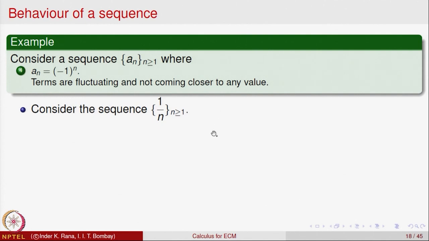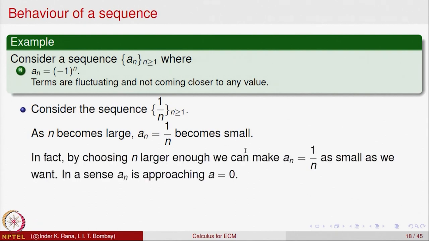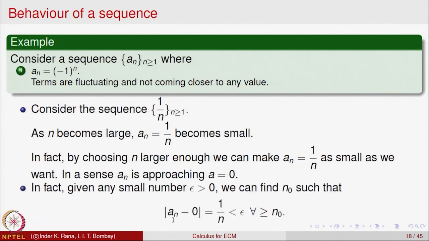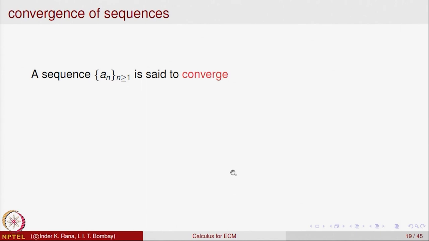So, let us consider a sequence 1 over n, n bigger than or equal to 0. As we observed, the terms of the sequence become smaller and smaller. First term is 1, second is 1 over 2, third is 1 over 3 and smaller. It is coming closer and closer to 0. In fact, we can say it is approaching 0. It comes close to 0, as close as we want. The distance of a n from 0, I can make it as small as I want. So, this distance is actually equal to 1 over n, and I can make it less than epsilon by choosing n large enough. Let us formalize this as a definition.